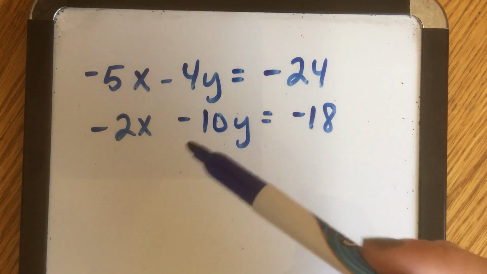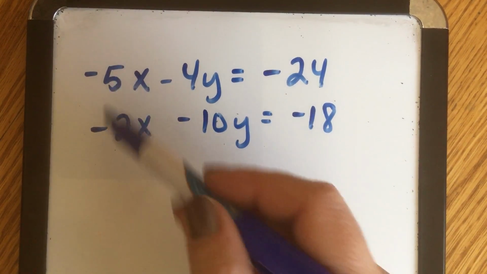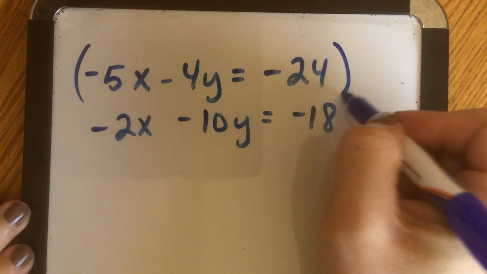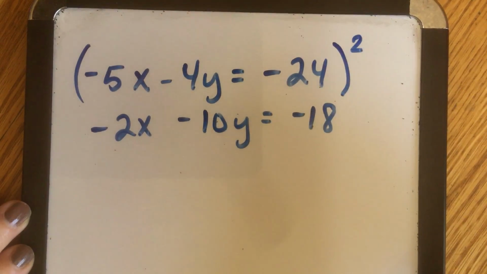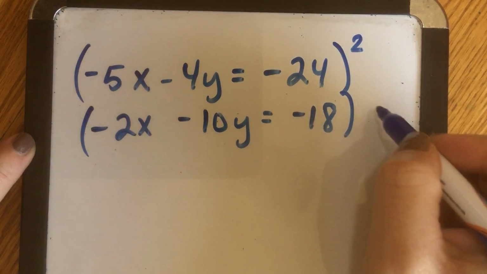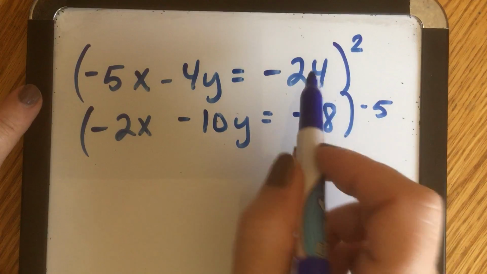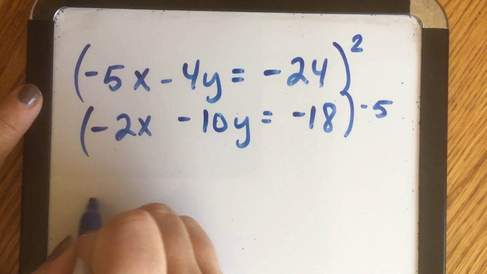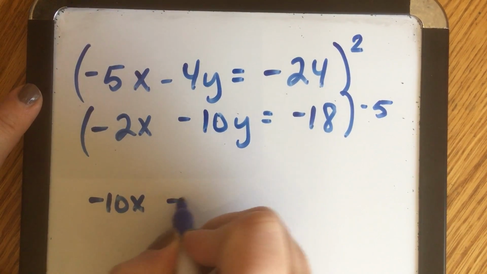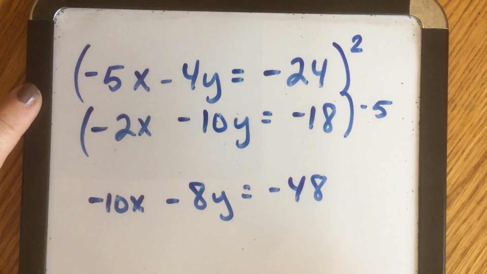So you can choose to get rid of your x's or your y's, it doesn't matter. So I'm going to start with my x's. I'm going to multiply this top equation by 2, so that'll give me a negative 10x. And if I multiply the bottom equation by negative 5, that will give me a positive 10x. So if I multiply this by 2, I get negative 10x minus 8y equals negative 48.